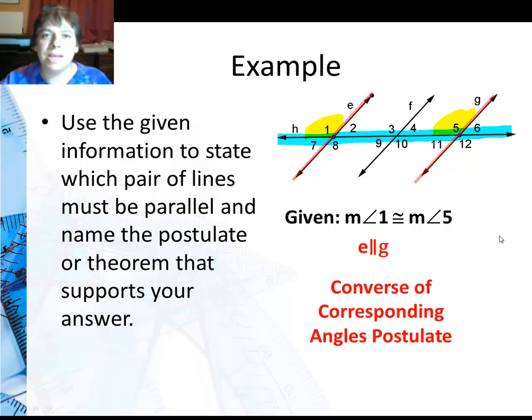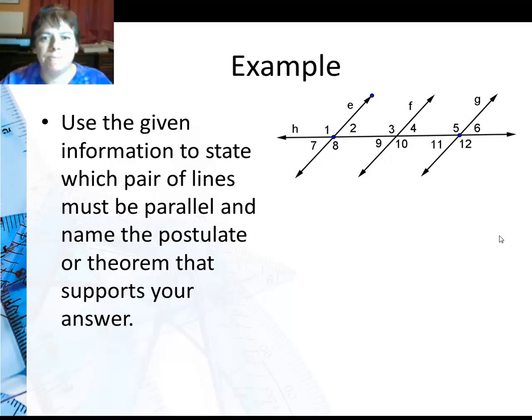So the reason I can say the lines are parallel, remember, to prove lines are parallel, we use the converse. So it's the converse of the corresponding angle postulate.